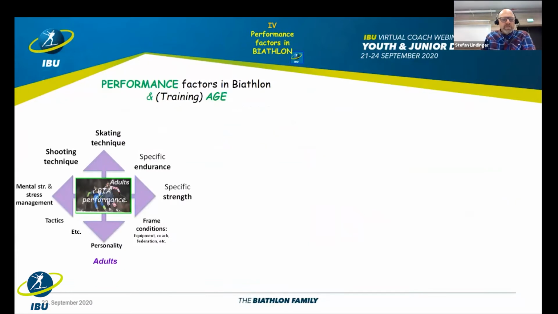I just tried to make a schema with the ages here. I start with adults, and it's not complete. Don't nail me on the wall, because there are probably several other aspects, but I was writing here shooting technique, skating technique, specific endurance, specific strength, frame conditions like equipment, personality, tactics, mental stress management, etc., in adults, influencing the performance in biathlon, and many other aspects. But I think skating technique and shooting technique we can write in pretty big letters, almost as big as endurance and strength.